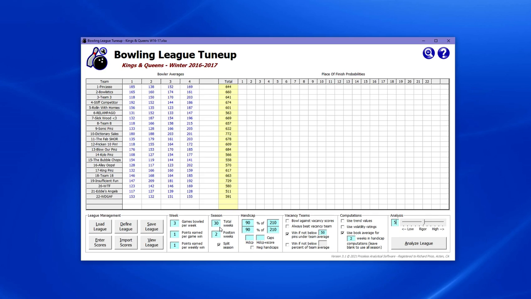We can see that this league had a 30-week season. They bowled a split season, and they used a handicap formula of 90% of 210 in both halves of the split season. The Kings and Queens file included in the sample files contains a full season's worth of data.